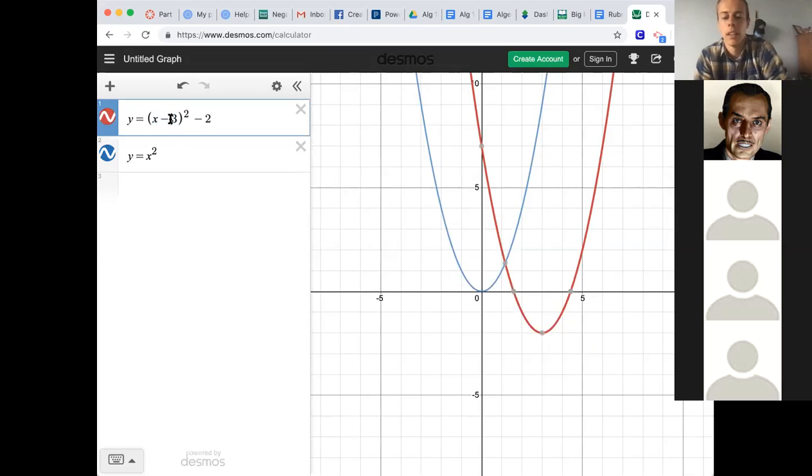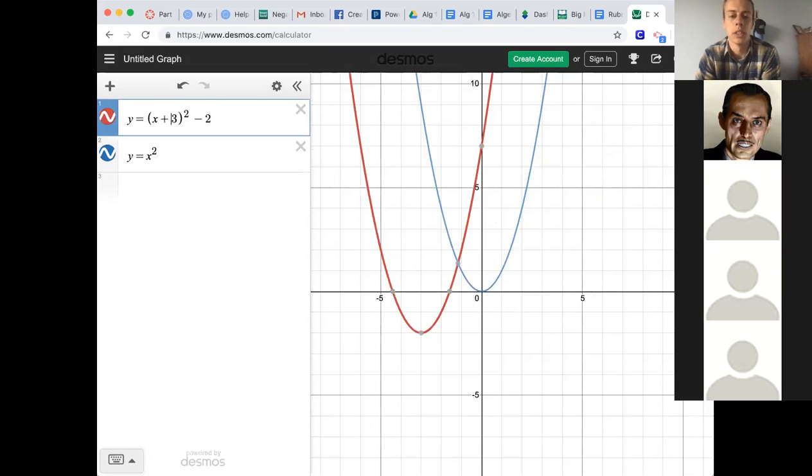if we had said, let's make this +3, you see how the graph moves. Now it's moved to the left 3, and the -2 on the end still moves it down 2.